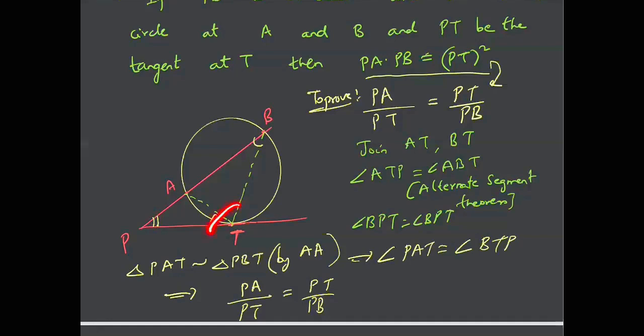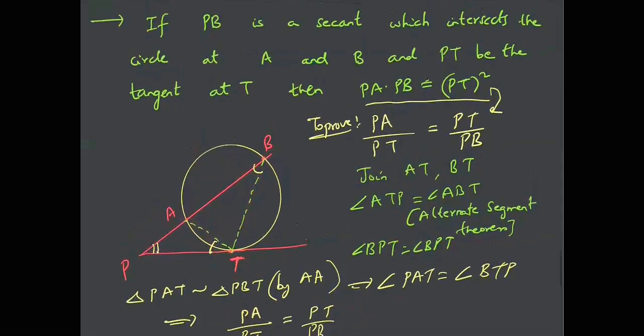That is, this angle is equal to this angle, right? Because in these two triangles, PBT and PAT, two angles are equal, so the third angle will also be equal. So this angle will be equal to this angle, and you can write that the sides are proportional.